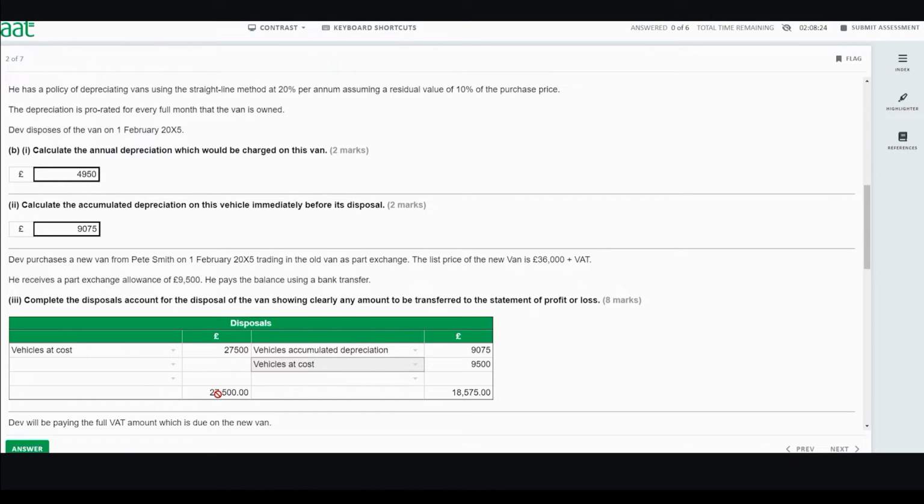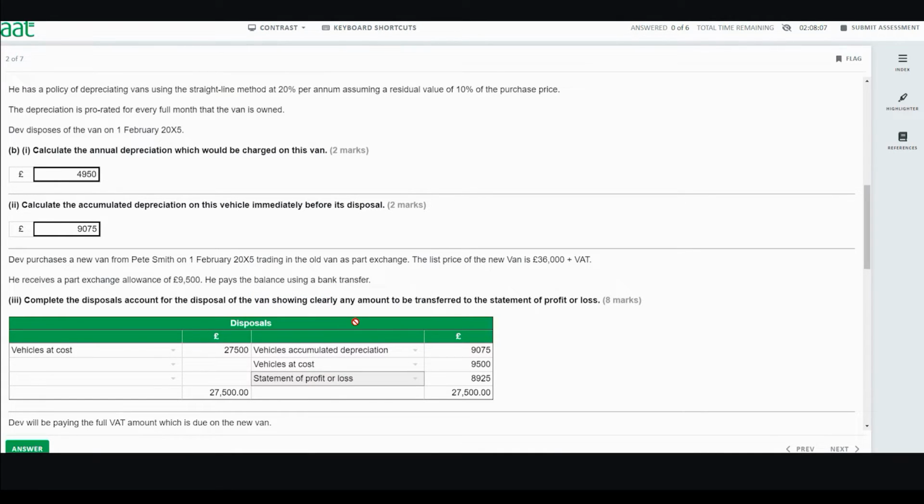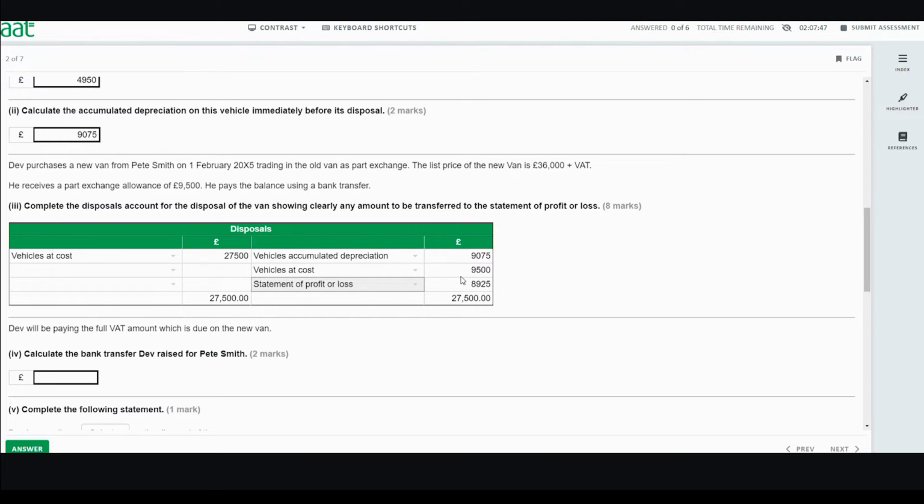Okay then, so the difference between the 27,500 and the 18,575 is 8,925. Okay, this is going to be transferred to the statement of profit or loss. So if it's on the credit side of the disposal account, that means it's going to be transferred to the debit side of the statement of profit and loss. And if it's transferred to the debit side, it means that we've made a loss because it becomes an expense in the profit and loss account.